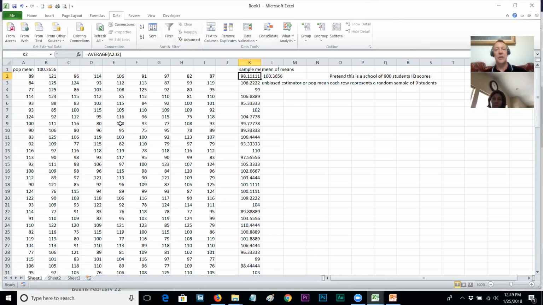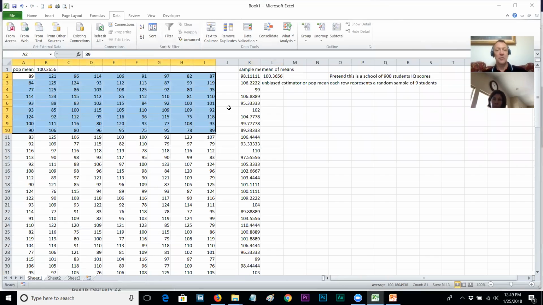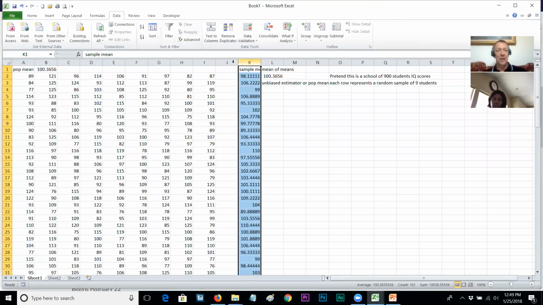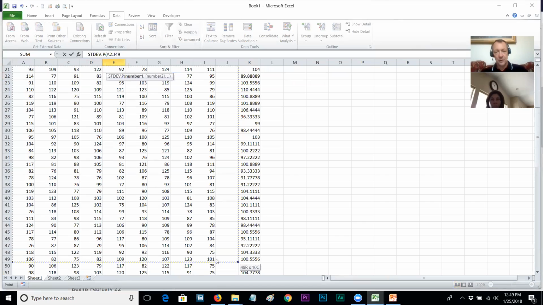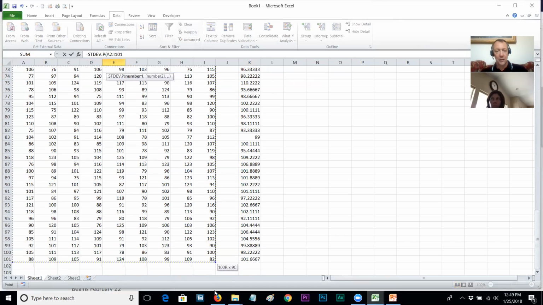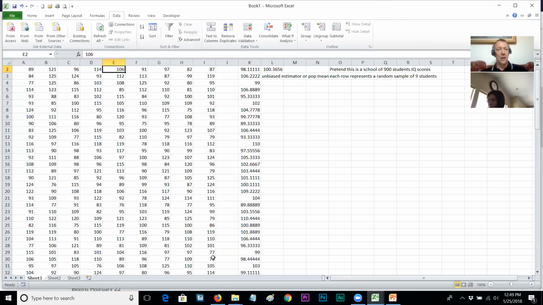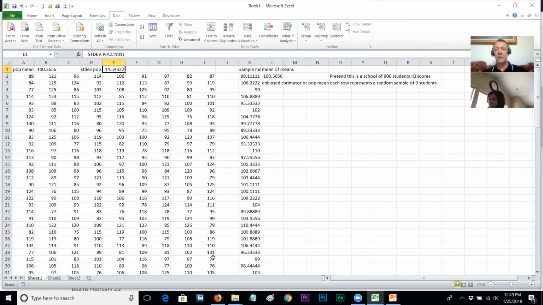All right, so here's the other thing that I wanted to mention here. The central limit theorem says that even if your data is not normal, the sampling distribution is normal. Now, we can also find the standard deviation for the population. I'm going to do this for all 900 things here, and that gives me 14.5, which is close to 15.